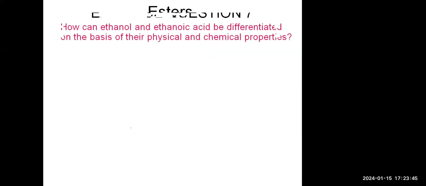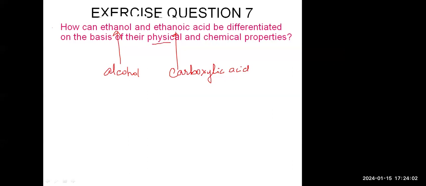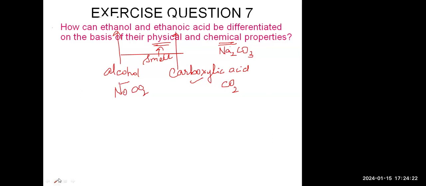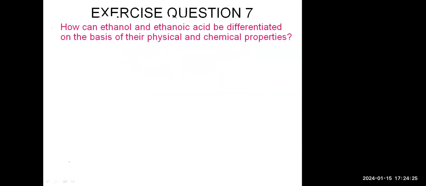The next question is, how can you differentiate ethanol and ethanoic acid? This is alcohol and this is carboxylic acid. They are asking you on the basis of physical and chemical property. Physical property, I told you, on the basis of smell, this is vinegar like, this has a pleasant smell. And chemical property, you just make it react with Na2CO3. You will see CO2 gas here and no CO2 gas here in alcohol. So this is the answer.